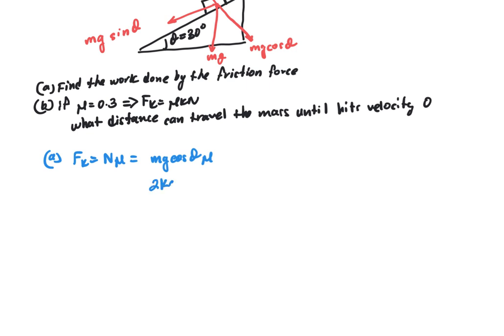2 kilograms, gravity is 9.8, cosine of 30 degrees, times 0.3. So our friction force comes out to 2 times 9.8 cosine of 30 times 0.3, which is 5.09. So we know that's going to be our friction force.